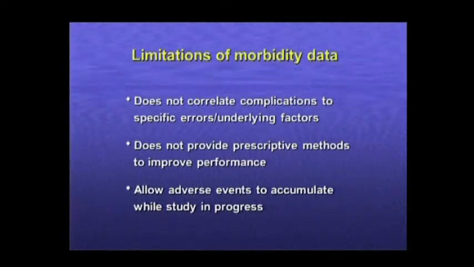We say a complication happens, but we don't know how to avoid it, and we allow adverse events to accumulate while a study is in process. We have a study to finish before we know the outcome, and during this process, complications would happen. So really, morbidity data is like a post-mortem of living people. Damage has already happened.